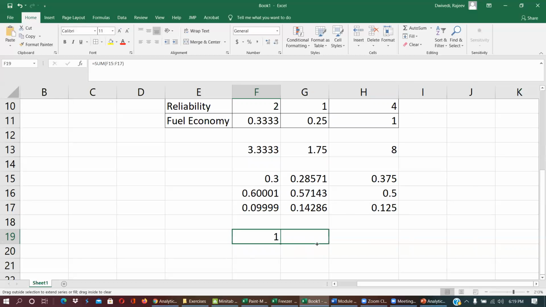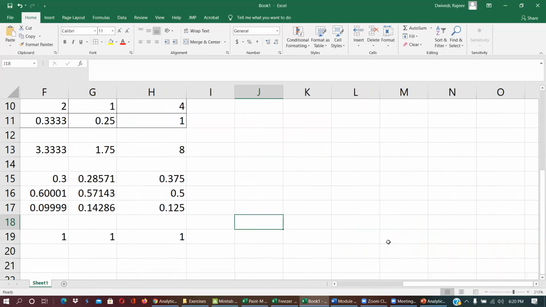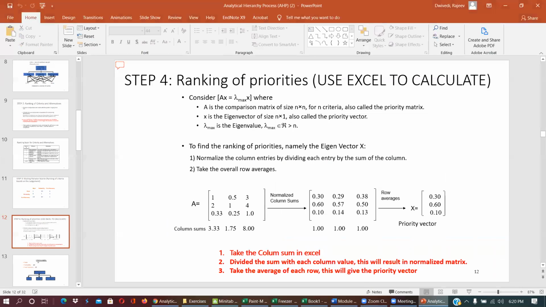This is 1, which is normalized. This is 1 that is normalized. So we got the normalized matrix. Now here we are going to do the second thing, which is row average. So let's do the row average.